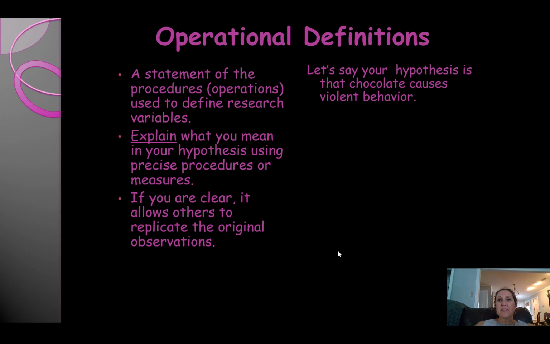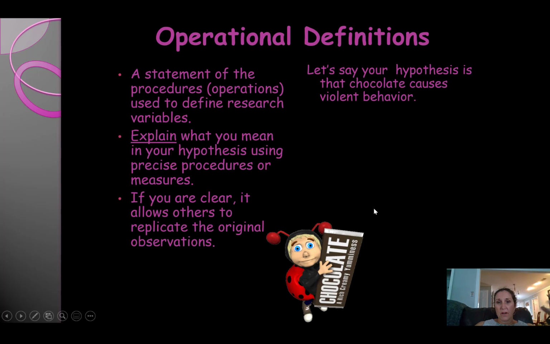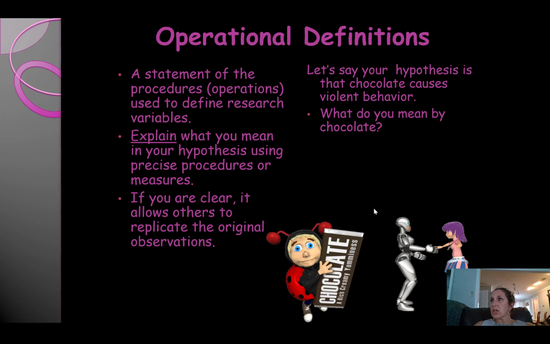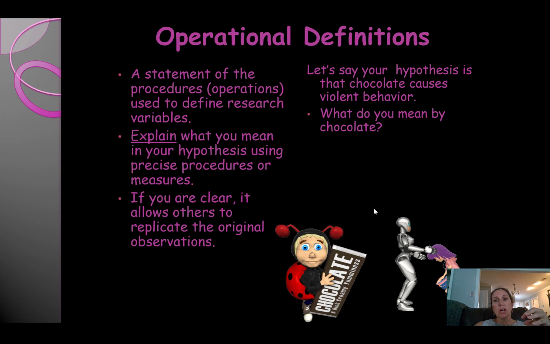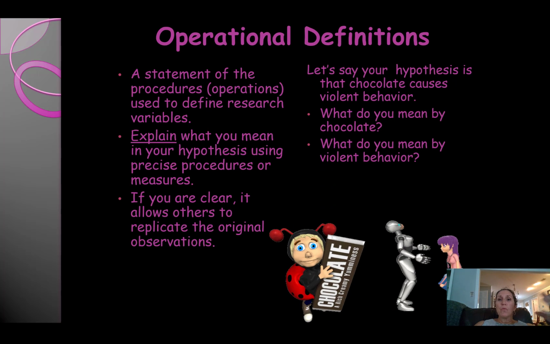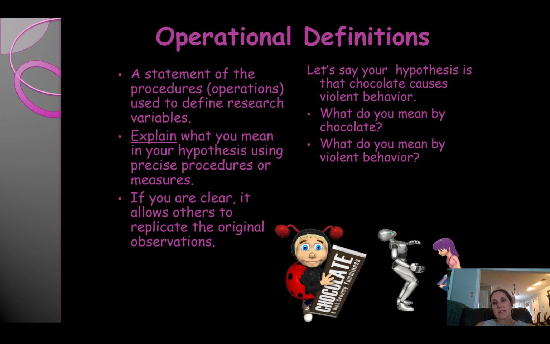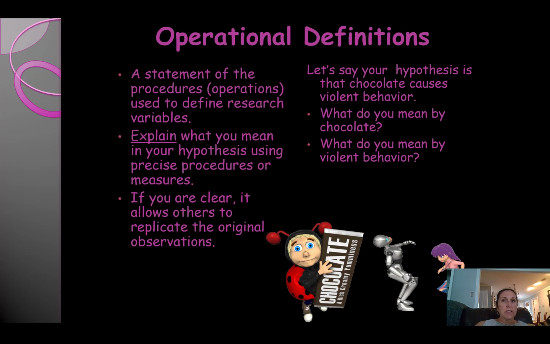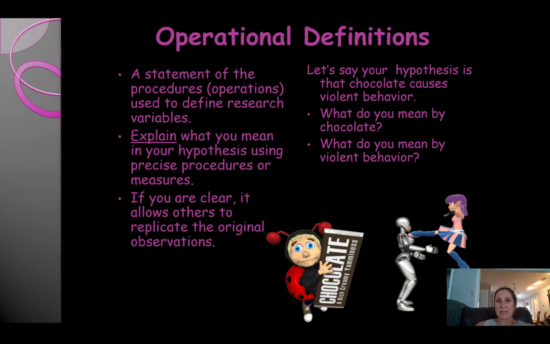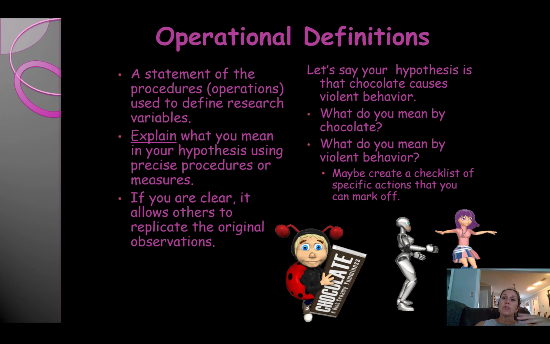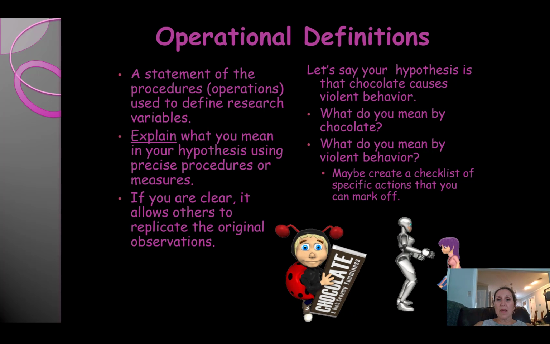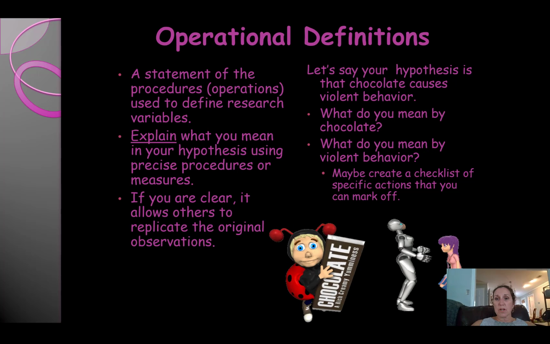So if your hypothesis is chocolate causes violent behavior, okay, then what do you mean by chocolate? Is it dark chocolate? Is it white chocolate? Is it milk chocolate? What percentage of dark chocolate? Is it 75 cacao or 60 cacao? What do you mean by violent behavior? Is it someone who pushes or shoves or punches or shoots somebody with a gun? What exactly is violent behavior? Okay, so you could create a checklist for the behavior. For the chocolate, you would want to define the amount and the type of chocolate that you are using.